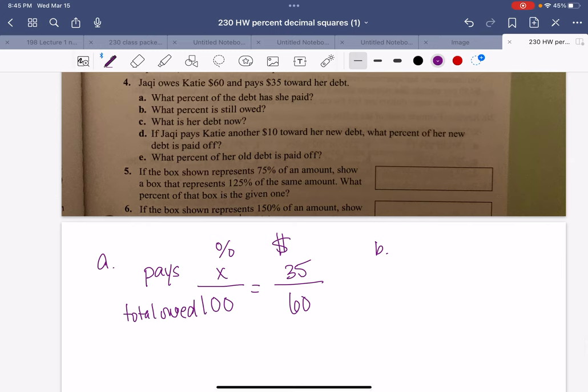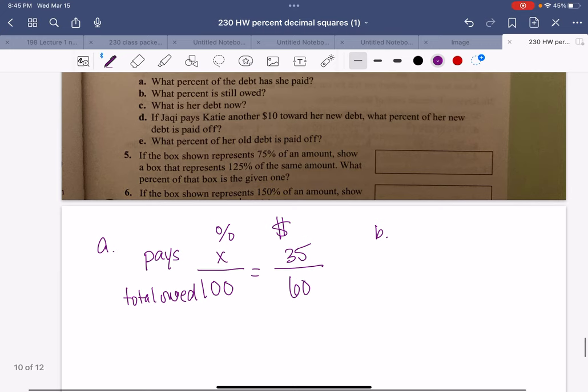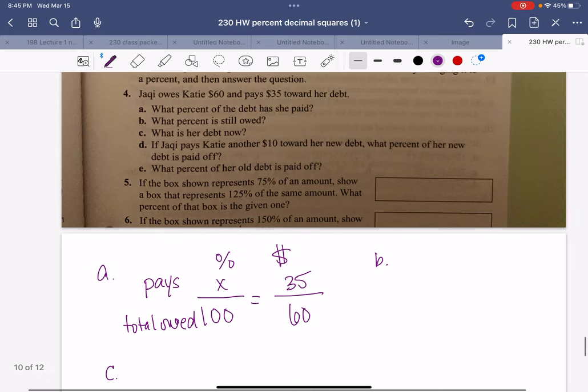Then for part B, it says what percent is still owed, right? Well, that's just going to be the complement to whatever this is. So that would be your unshaded boxes if we were doing the boxes. And so that's going to just subtract whatever you had from 100, okay, to get part B. In part C, you're just going to say, okay, well, if she had owed $60 and paid back $35, how much does she still owe, right?